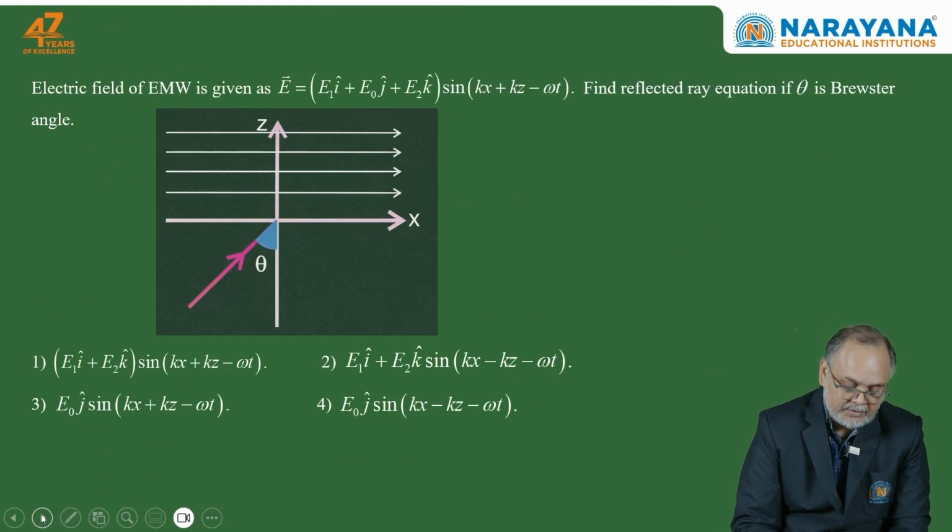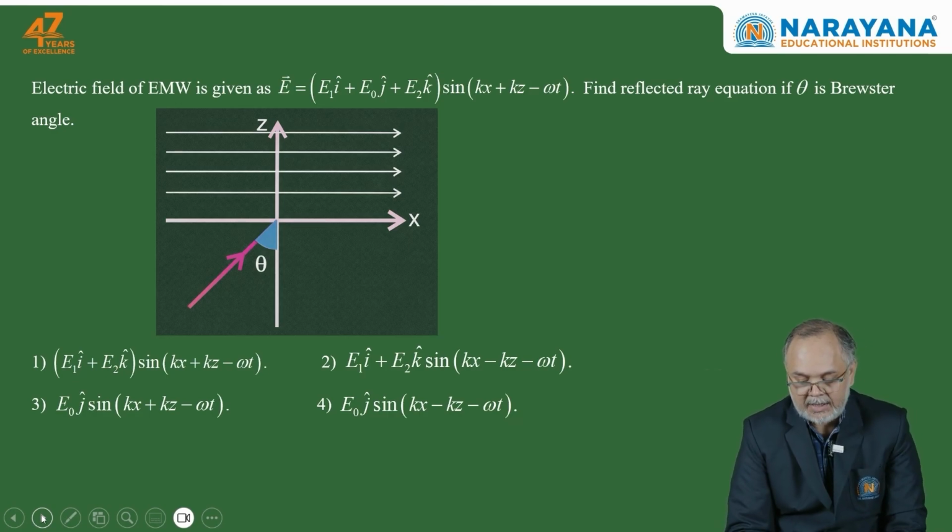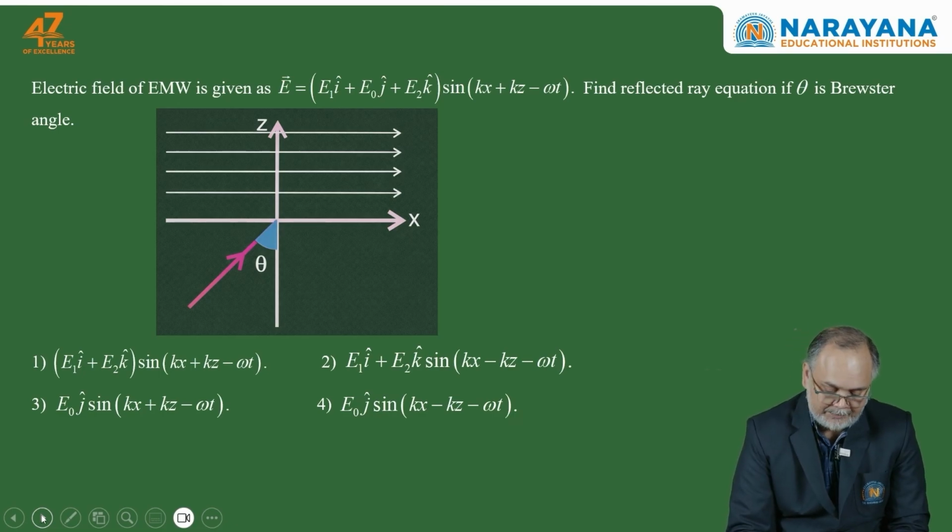Next question, you can see this is an electromagnetic wave question. The electric field of the EM wave is given as E equal to E naught i cap plus E naught j cap plus E2 k cap, sin of kx plus kz minus omega t. Find the reflected ray equation if theta is the Brewster angle.